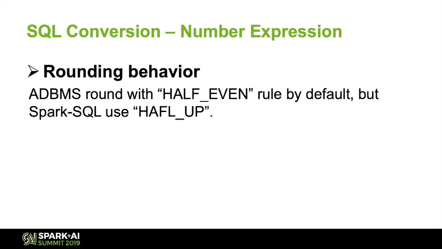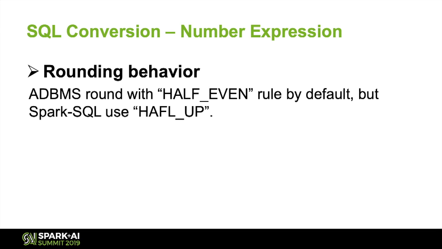The third case is the number expression conversion. It is not that easy either. For example, the rounding behavior. ADBMS and Spark use different rounding rules. They behave differently when the value after the last digit to be kept is exactly half, a 5. For ADBMS, it uses a half-even rule by default, which means it will try to make the last digit to be kept an even number.